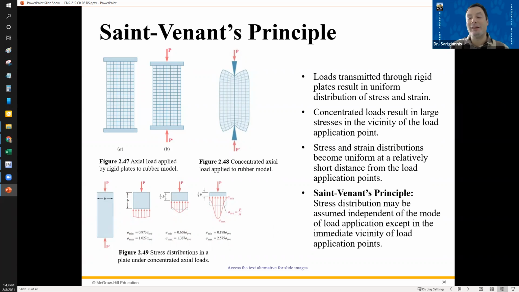So Saint Venant's principle basically tells you that you can assume that your stress distribution is independent of the mode of load application, right? So it doesn't matter what you have going on up here, as long as you're far enough away from the immediate vicinity of where that application is. It's basically saying these two scenarios are equivalent if you get far enough away from the point application, which would be about 1 width's length away from the load application.